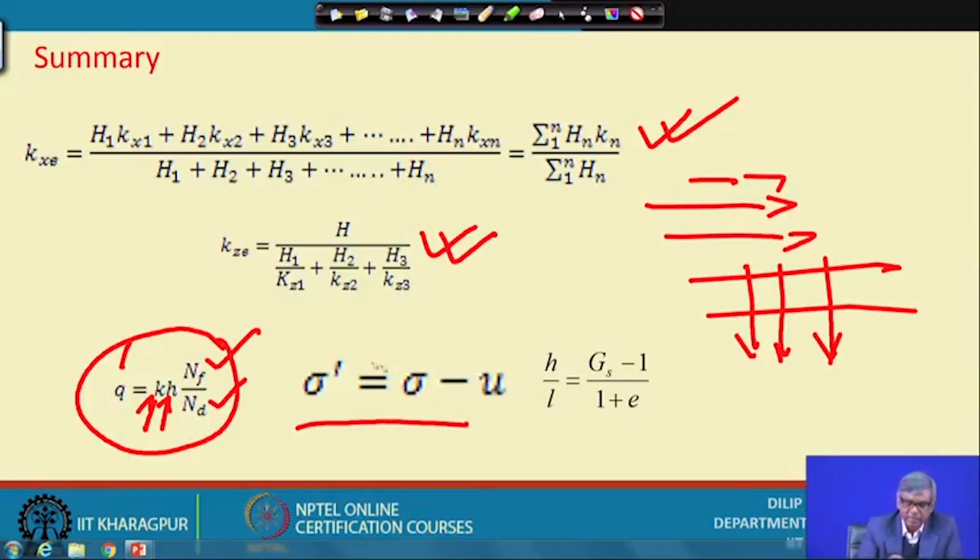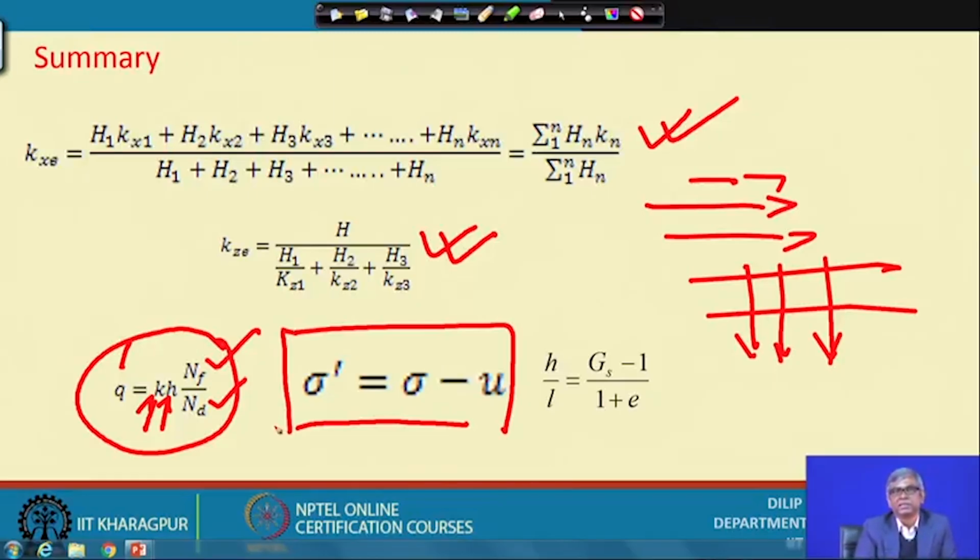And then next was effective stress, a very important term in soil mechanics, because strength is a function of effective stress only. Effective stress is total stress minus pore water pressure, and of course, if there is no water table, effective stress is the same as the total pressure. This is the way we generally express effective stress.